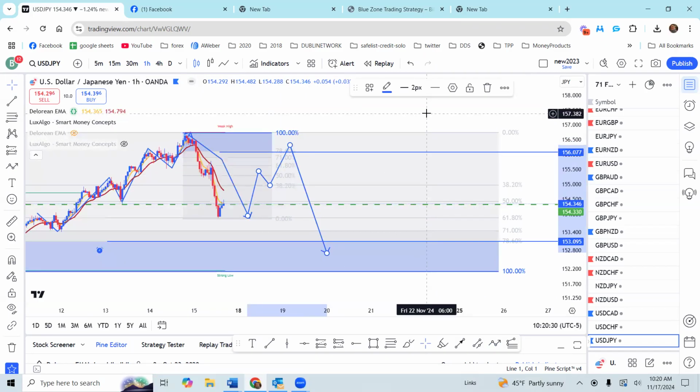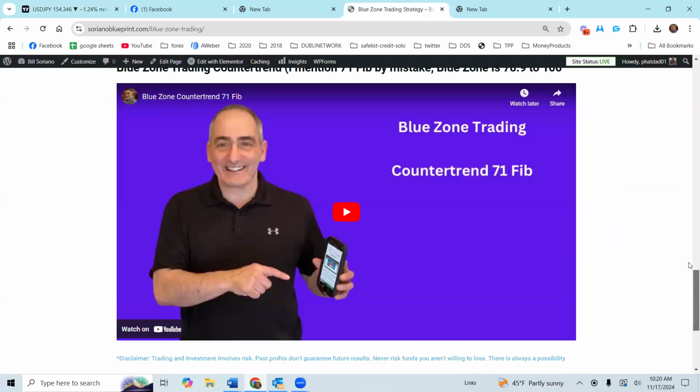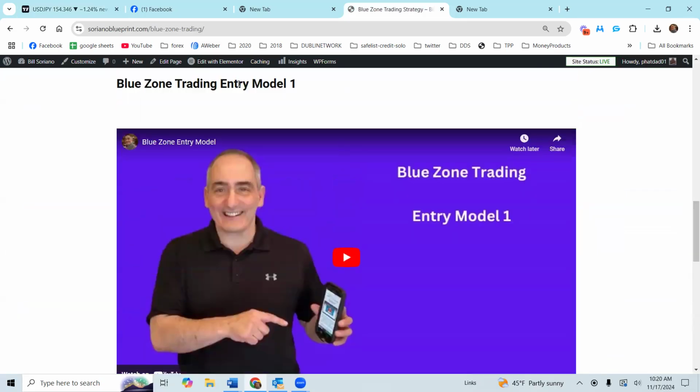So it gives you a lower time frame blue zone on the 1 hour chart that you can trade from. But again, you have to wait for the buy or sell shift, right? You still have to follow the entry model one. You still have to wait for a buy or sell shift before you can enter a trade on the 1 hour chart.